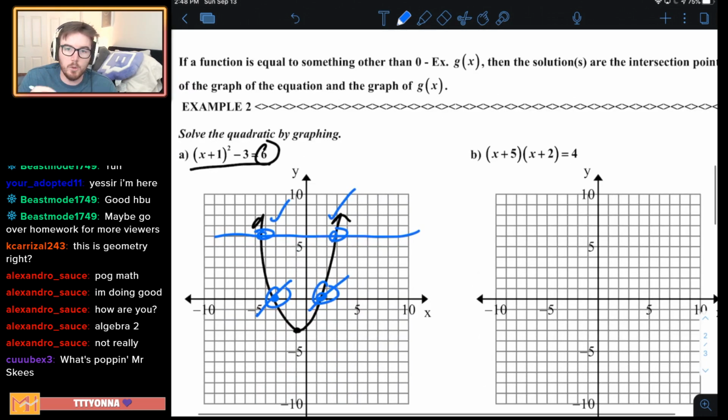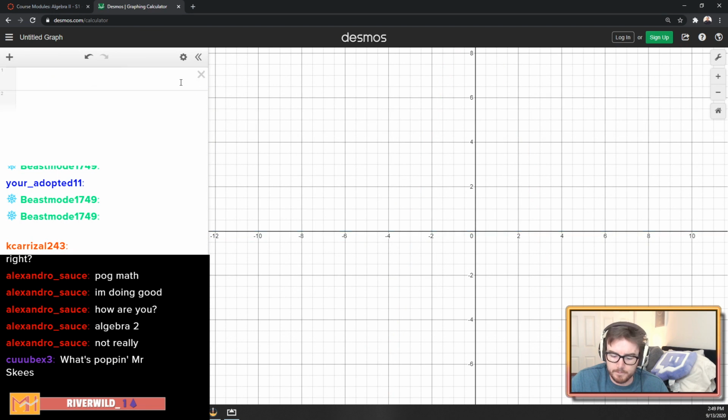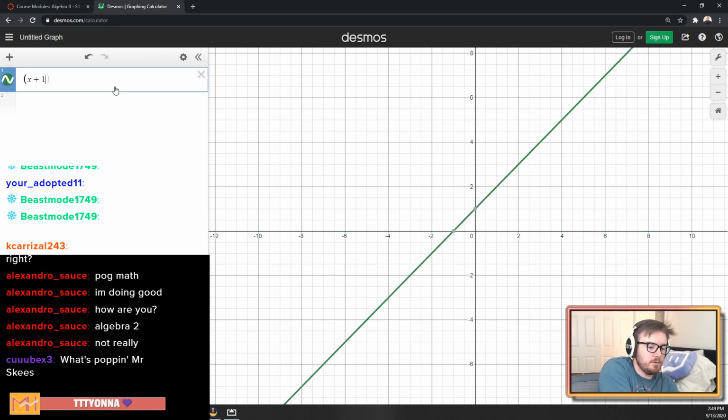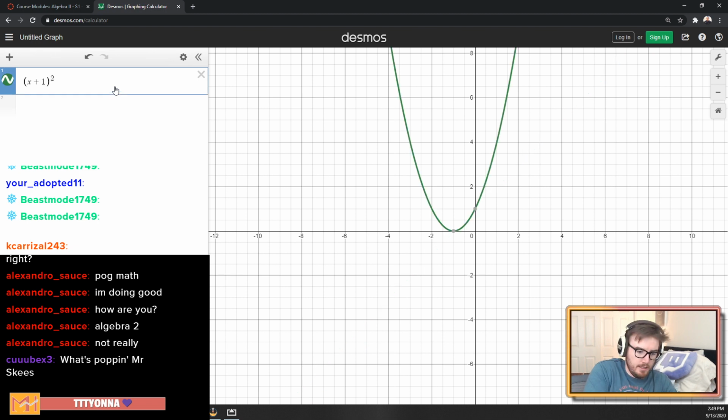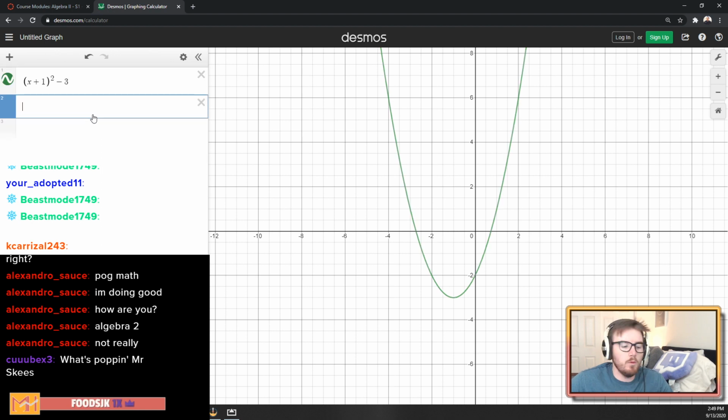Well, when is it equal to 6? 6 is along this line. I want to know when my function's equal to 6. So let's plot that on Desmos. So we've got (x + 1)² - 3. And we want to know when is it equal to 6.